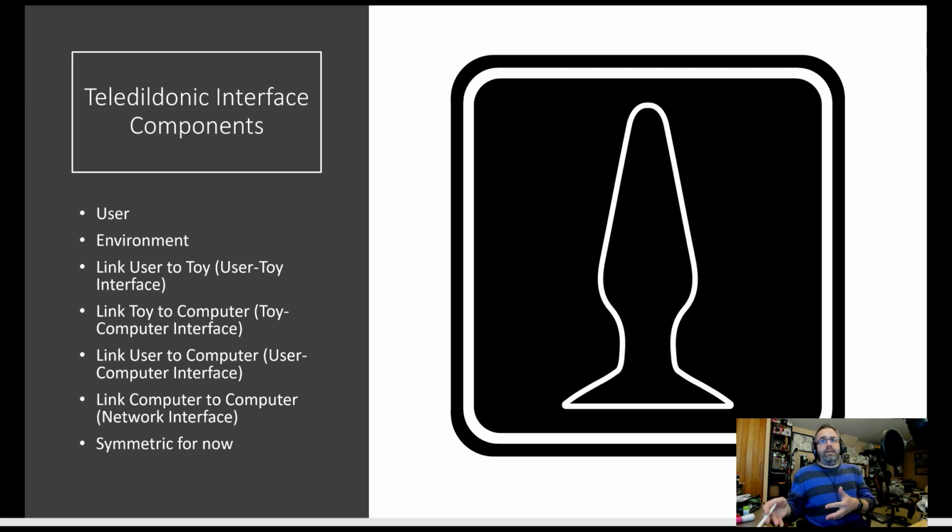Now, once we get into Teledildonics 201, this becomes a completely different topology. This could be multiple people on the other side controlling one person's toy. This could be multiple people trying to all hook through the same central server to control someone else's or a group's toy or something like that. That's when things get super complicated. For now, we just want user, toy, computer, user, toy, computer.